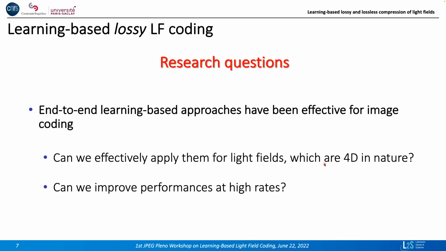Here the starting point was the observation that at that time there was a boom of methods for end-to-end learning-based coding of 2D images. The goal was to ask: can we use this kind of approach also for 4D light fields? How can we do that for light fields?